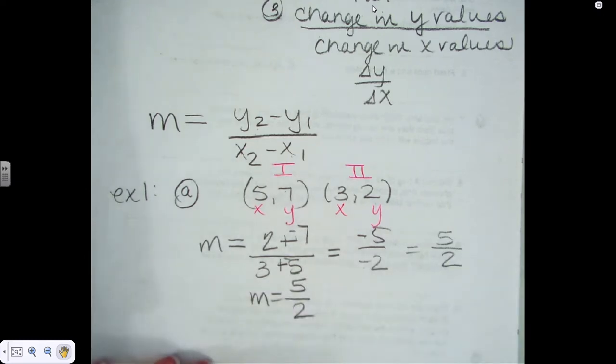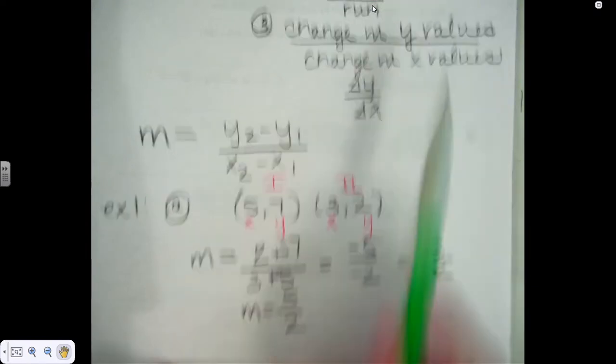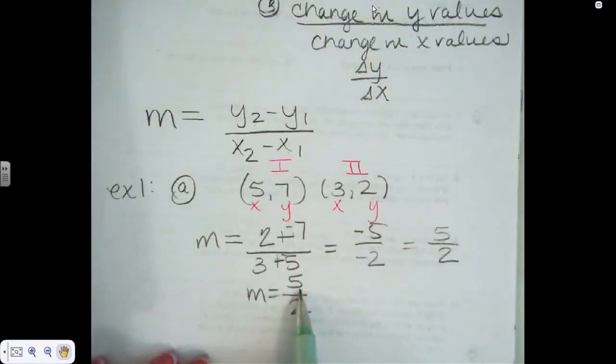And what this means is, because it's change in y over change in x, for every 5 units I move on my y-axis, I'm going to move 2 on my x-axis. Let me say that again. For every 5 units I move on my y-axis, I'm going to move 2 units on my x-axis.